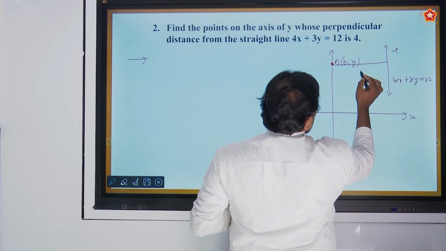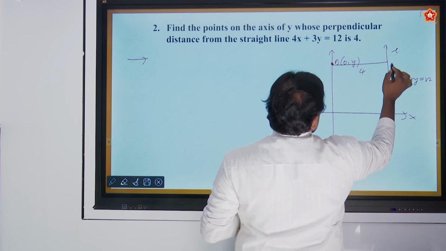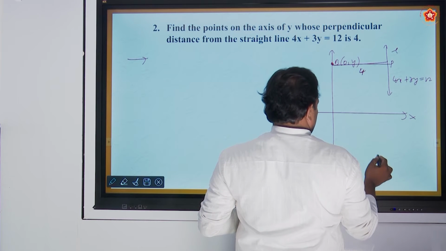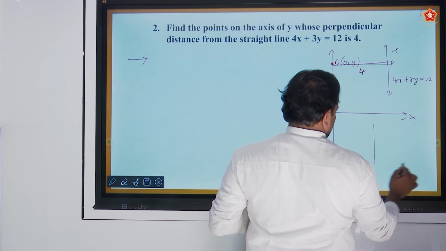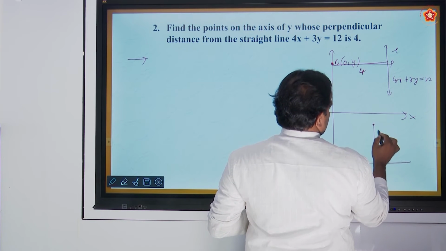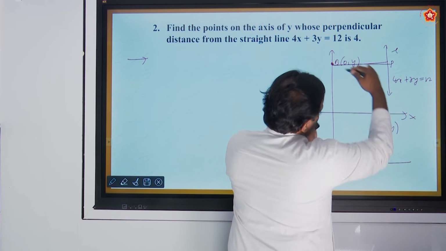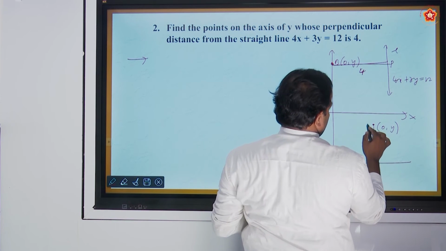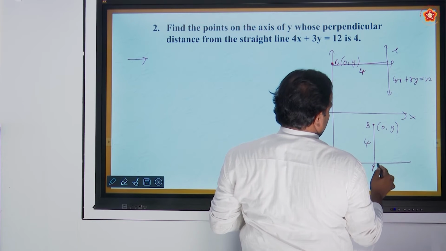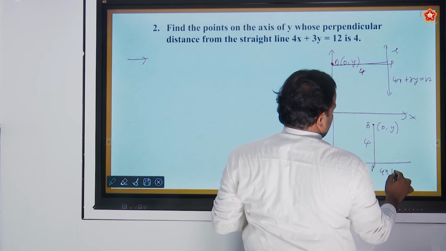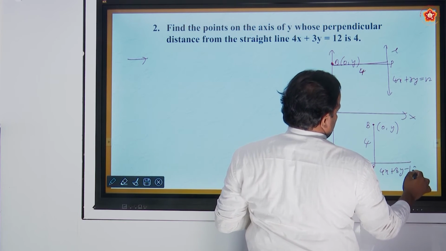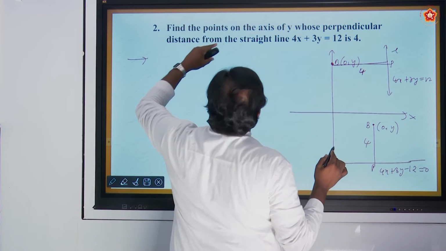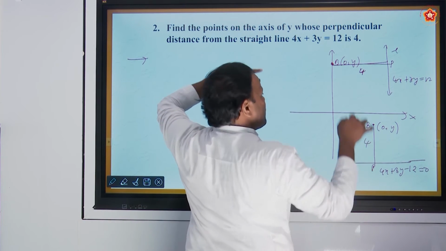How much is the perpendicular length? It is 4. You take here B, here take P. So BP is nothing but the given 4. Means you draw a figure like this. I think this is (0, y). The same figure I can draw like this. If you get confused, this is given as 4 here. I take B here, here P. The line equation is 4x plus 3y minus 12 equal to 0. Okay, then you have to find, the actual question is, find the points on the axis of y.